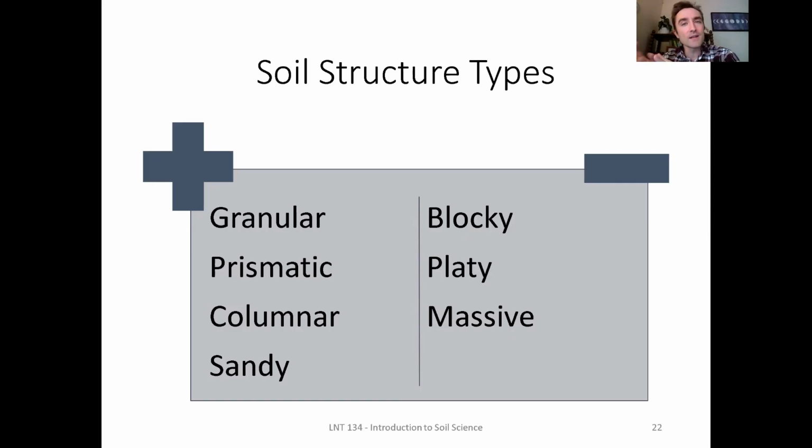On the negative side, the blocky, the platy, or the massive. Those are ones that are going to be difficult to grow in no matter what you do. And so you could try to till or plow, or you can add some amendments, organic matter and others that will help to form natural aggregates. But if you don't address the soil structure and you've got one of those three, it's going to be very difficult for you to grow your plants.